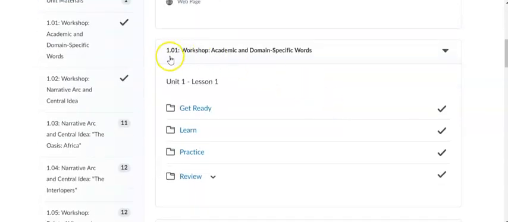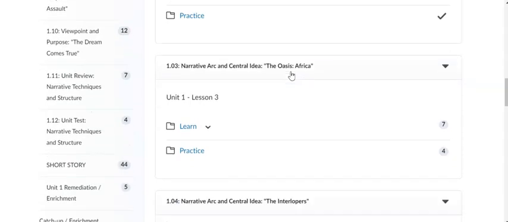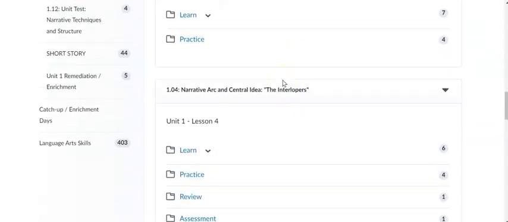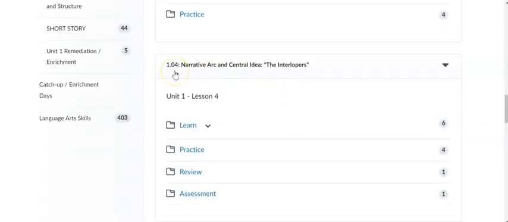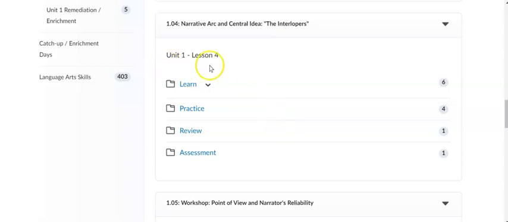So first we have our 1.01 lesson workshop, academic and domain specific words. Our 1.02 lesson workshop, narrative arc and central idea. 1.03 lesson, narrative arc and central idea, the Oasis Africa. 1.04 lesson, narrative arc and central idea, the Interlopers. In Unit 1, Lesson 4 is an assessment.